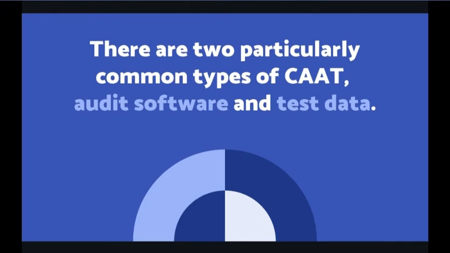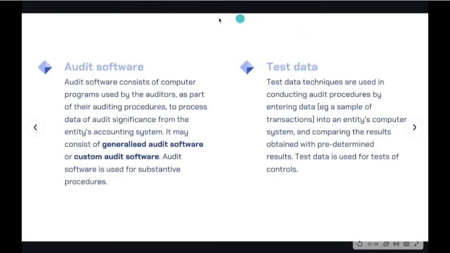In CAAT, there are two types: audit software and test data. Here is the definition for audit software, and here is the definition for test data. Audit software consists of computer programs used by the auditors as part of their auditing procedures to process data of audit significance from the entity's accounting system. It may consist of generalized audit software or custom audit software. Audit software is used for substantive procedures.